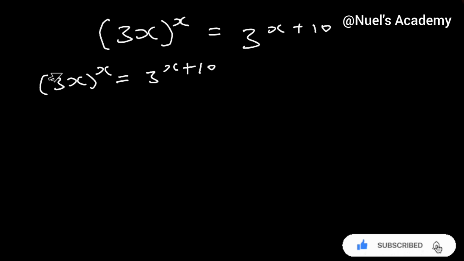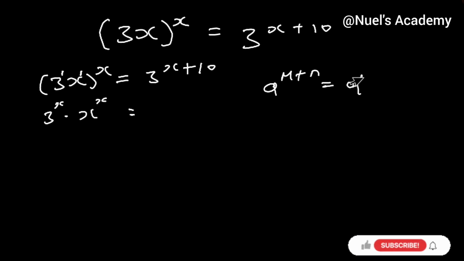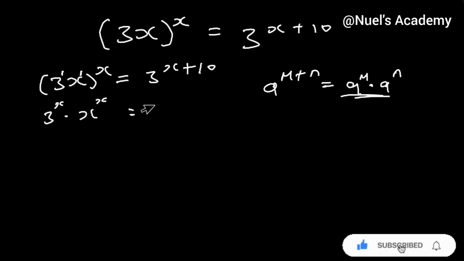We have an invisible 1 here as the exponent of 3 and x, and then we are going to multiply these exponents with x according to the law of indices. So we're going to have 3^x multiplied by x^x equal to 3^(x+10). Just like a^(m+n) is equal to a^m multiplied by a^n, we are going to write this 3^(x+10) in this form. So it's going to be 3^x multiplied by 3^10.